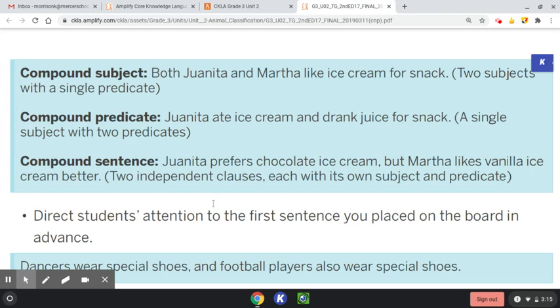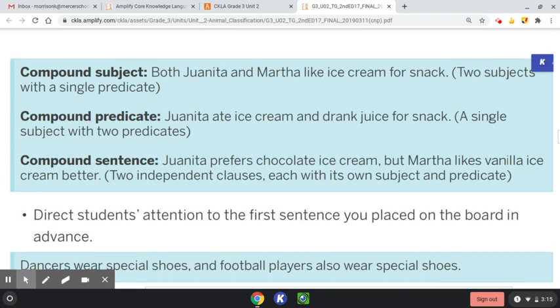One way that you can tell if it is a compound sentence is if you were to cover up the word but in that sentence and then read them as two separate sentences, it would make sense and it would be a complete thought. So if I read, Juanita prefers chocolate ice cream, period. Okay, that makes sense on its own. Martha likes vanilla ice cream better, period. That also makes sense on its own and it's a complete thought. So that's probably a compound sentence.